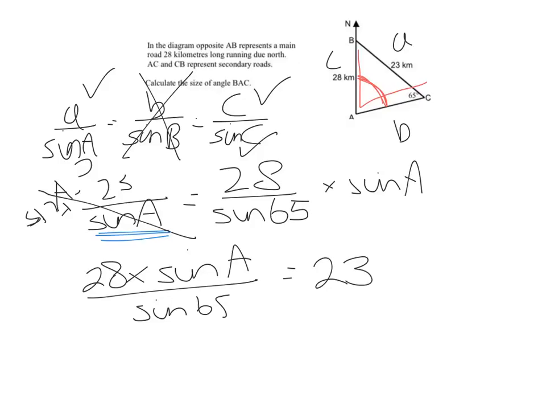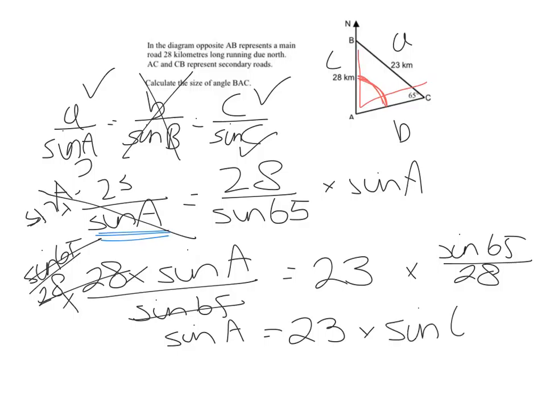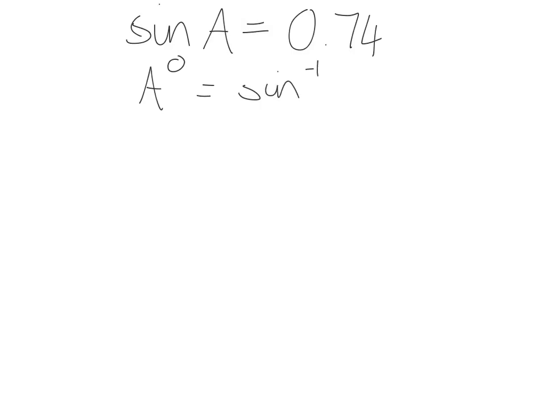Okay, and then the same thing that I did last time, I'm going to multiply by sine 65 divided by 28 on both sides. And by doing that, this 28 will cancel here, and this sine 65 will cancel here. So I'll be left with sine A equals 23 times sine 65 all divided by 28. In the calculator, I will get sine A is equal to 0.74. And again, do not reset your calculator, because what we're going to do is we're going to get the angle A is sine inverse of this rounded 0.74. But if you put it in your calculator as it came out, then you will end up with the most accurate answer, which is 48.11 degrees.